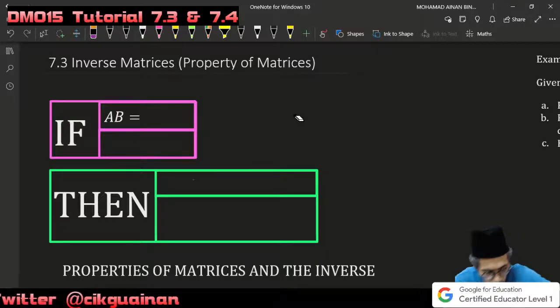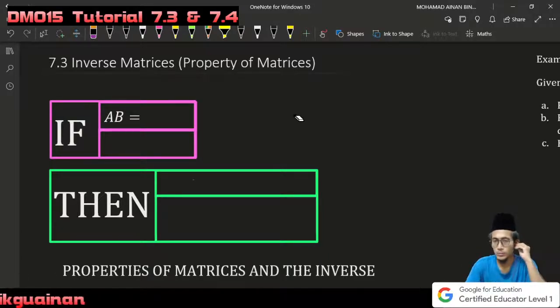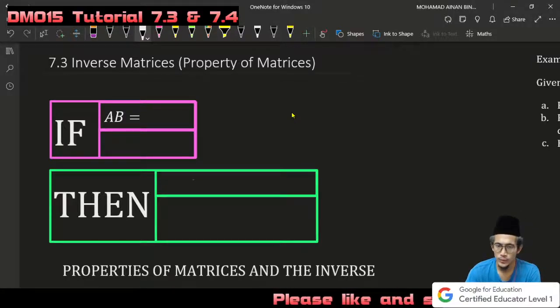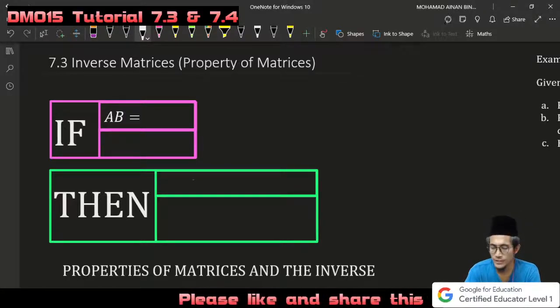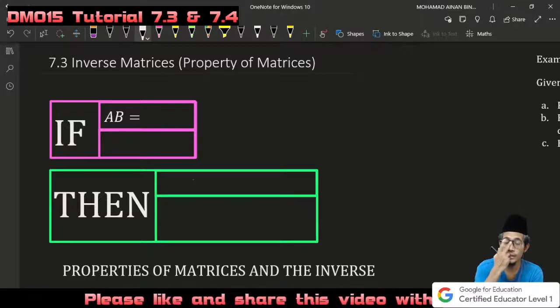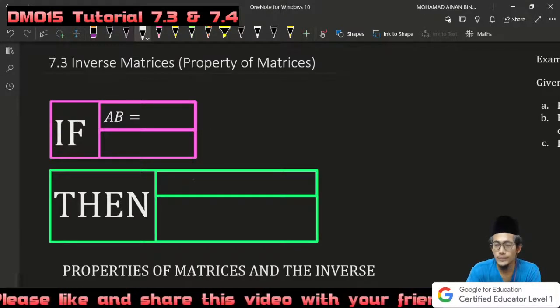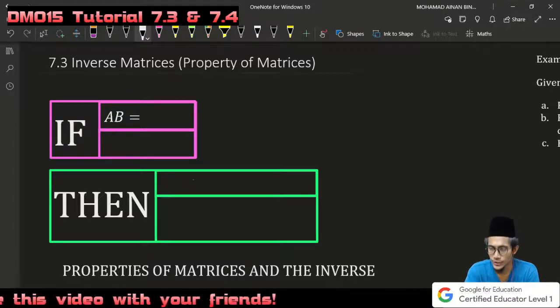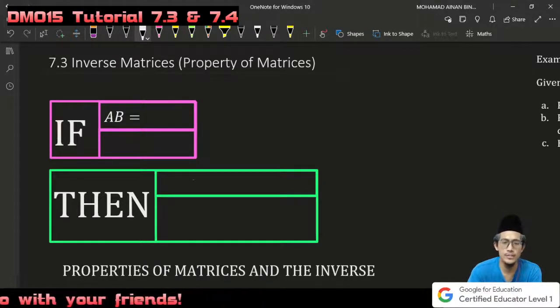I think we can start now. Ini bergema. Okay, so Assalamualaikum, good afternoon. Okay, so we are going to learn about inverse matrix. Afterwards, we are going to solve a system of linear equation by using inverse matrix.